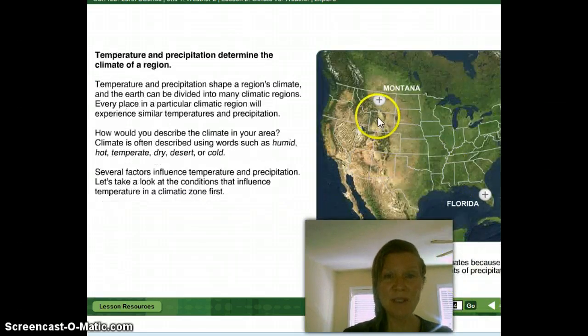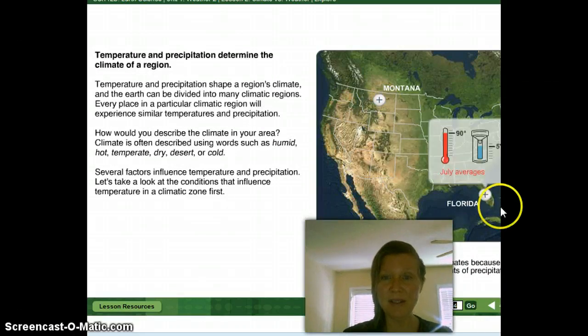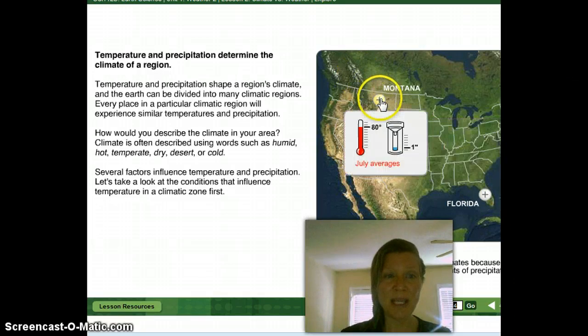And temperature and precipitation and the amounts that are received in a particular area are what determine the climate of a particular region. And if you just go along on these, toggle on these little notes, and it's talking about showing the differences between the local weather and climates between Florida and Montana.